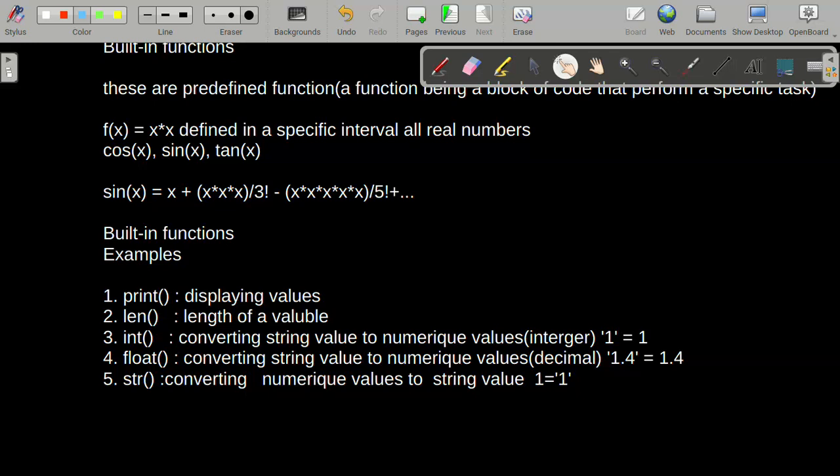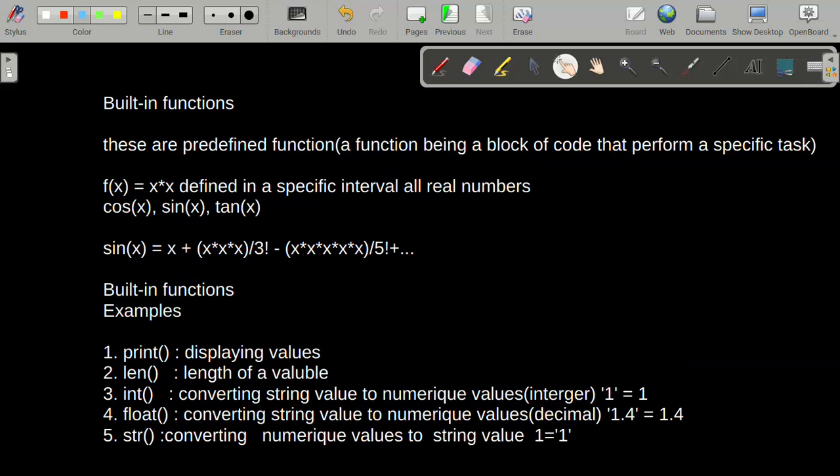And then str, for converting numerical values to string values. For example, we have 1 equals this string value, which is 1 in quotation marks. Alright, that is it for built-in functions. Be mindful that these are powerful tools we use in programming language, predefined functions. There are more predefined functions than stated here. So let us make use of them and master them, and have them at our fingertips to simplify our task in programming.